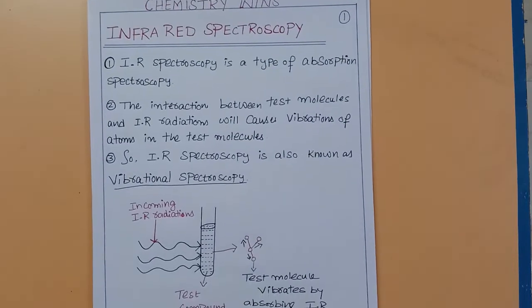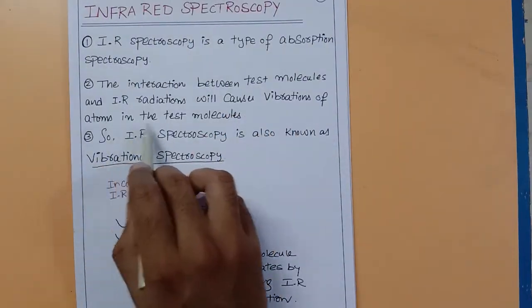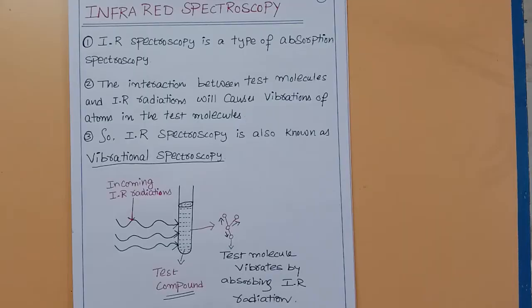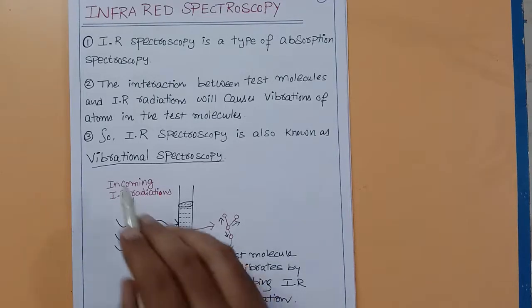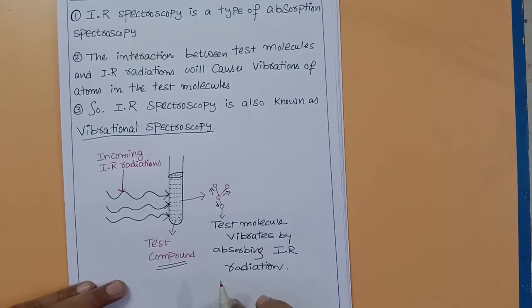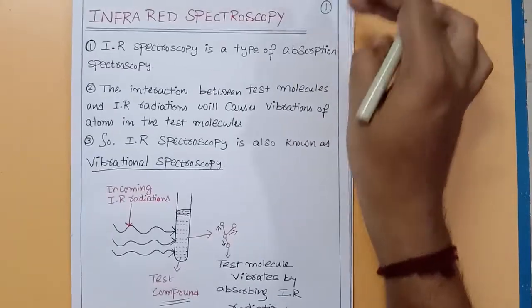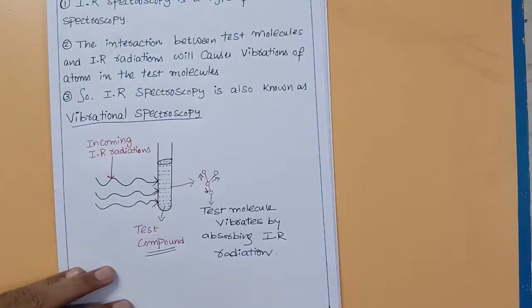The interaction between test molecules and infrared radiation causes vibration of atoms in the test molecule. So if you take a test molecule and it is exposed to a particular frequency of infrared radiation, the molecule will receive the energy and the atoms in that molecule will vibrate. So infrared spectroscopy is also called vibrational spectroscopy. Infrared spectroscopy is an example of absorption spectroscopy, and it is also called vibrational spectroscopy.